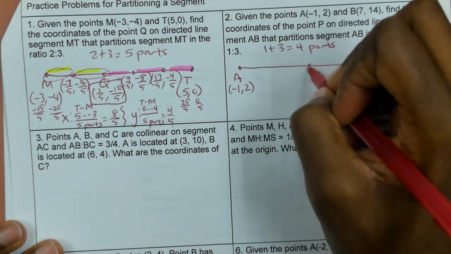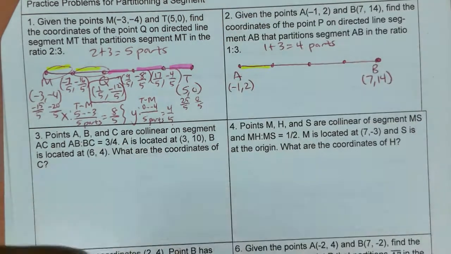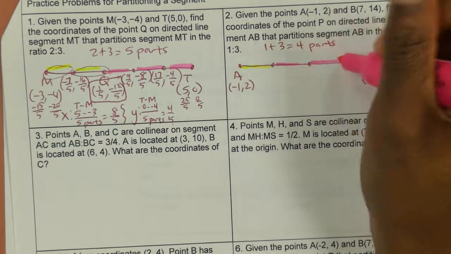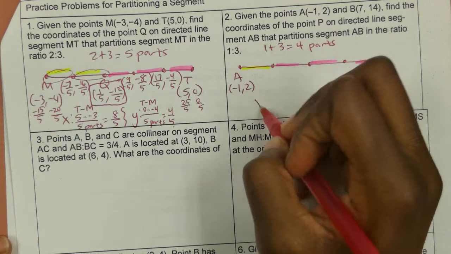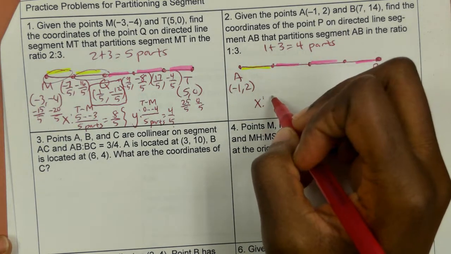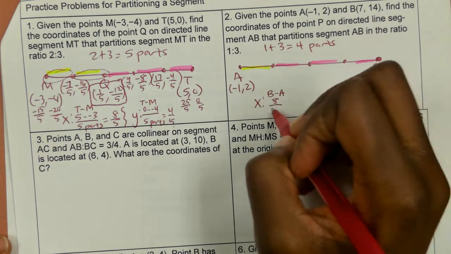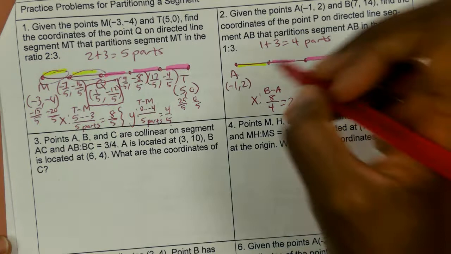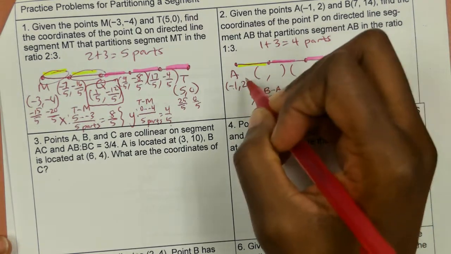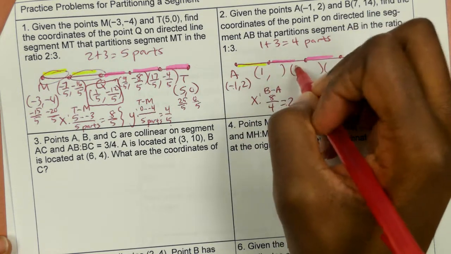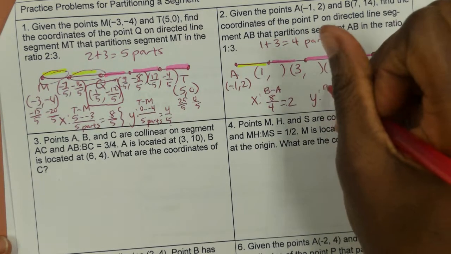Okay, 4 parts, 1 part before, 3 parts after. And we have, from negative 1 to 7 is an increase of 8 units, so B minus A is 8. And then we're dividing it into 4 parts. Yay, no fractions. So negative 1 increasing 2 every time. So adding 2, we get 1, adding 2, 3, adding 2, 5, adding 2, 7. Good.